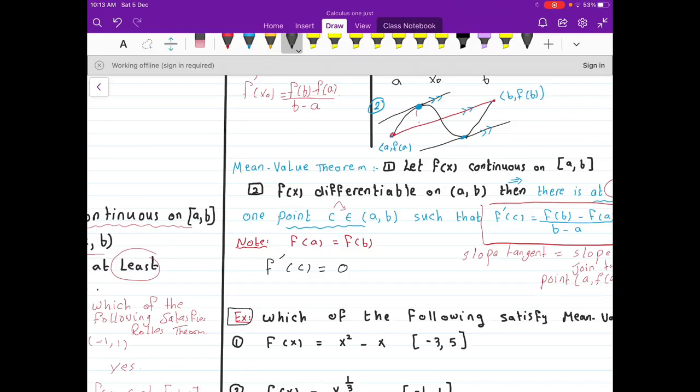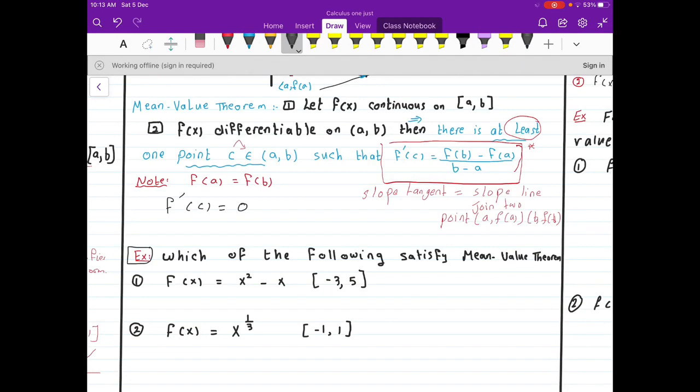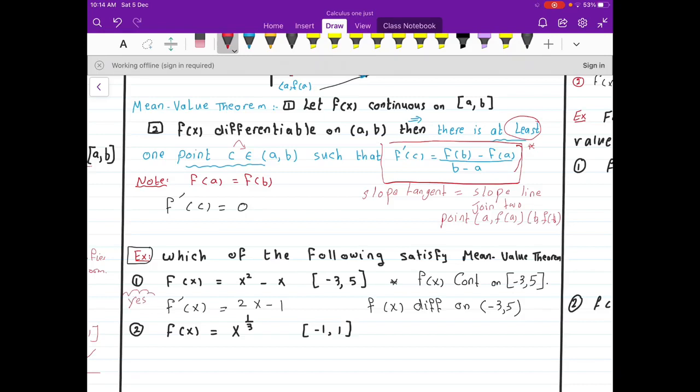For example, which of the following satisfy the mean value theorem? Let's look at the first function. We have two conditions: continuous on a closed interval and differentiable. Obviously, the first condition holds, since f(x) is continuous on the closed interval [-3, 5], because f(x) is a polynomial, and a polynomial is continuous on R. Now, f prime of x equals 2x minus 1, so f(x) is differentiable on the open interval (-3, 5). Does this function satisfy the mean value theorem? Our answer will be yes.